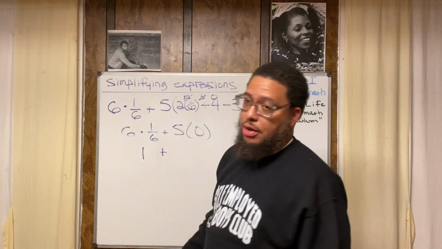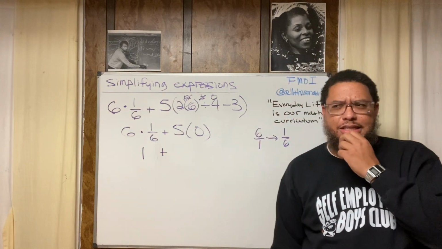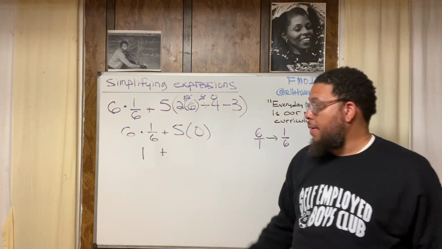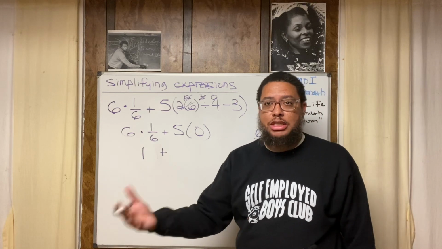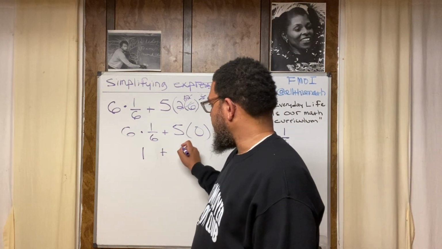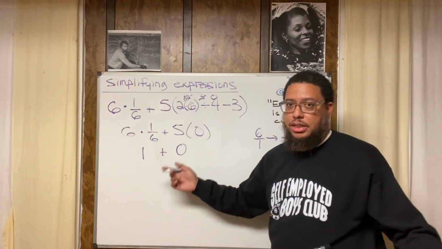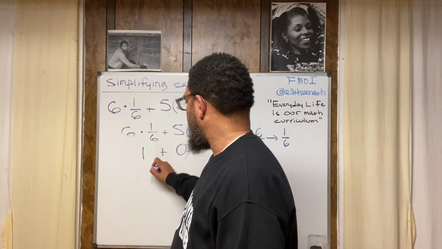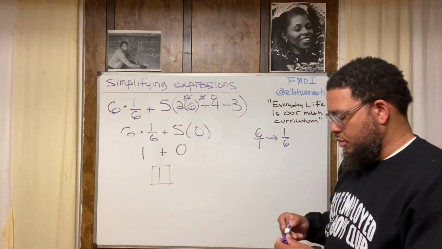5 times 0. Anytime you multiply a number by 0, what's that called? The zero property of multiplication. I forget the specific term for it, but it's a property of multiplication. Whenever you multiply by 0, your product is always going to be 0. So 5 times 0 is 0. So then we're left with just one choice, one operation, addition. 1 plus 0 is 1. Boom. That's the answer. 1 plus 0 is 1.